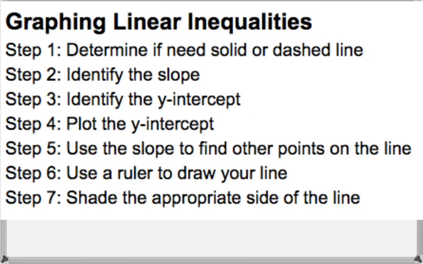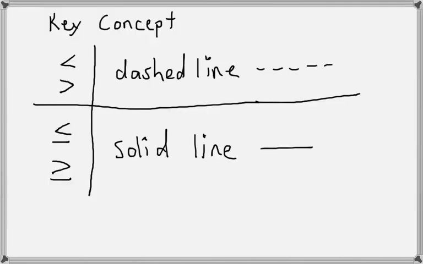Let's look at an example. Well, before we get to an example, let's take a look at our key concept here. How do we know when to use a dashed line or a solid line? It is very similar to when we used a solid circle or an open circle. If it has the or equals to part with the inequality, you are going to use a solid line. If it has just the inequality without the or equals to, you will use a dashed line.